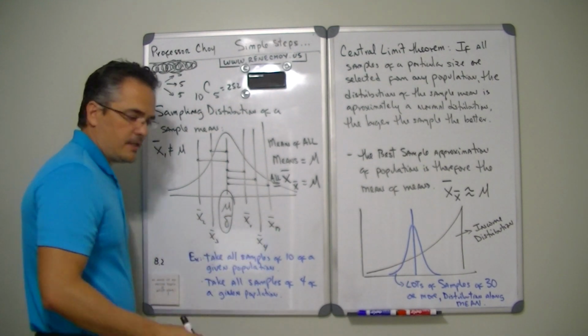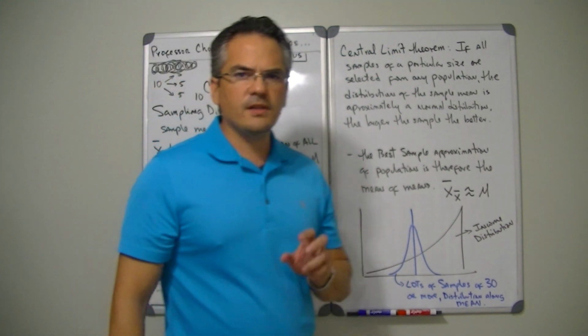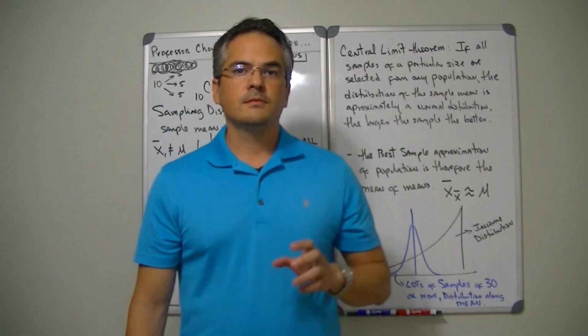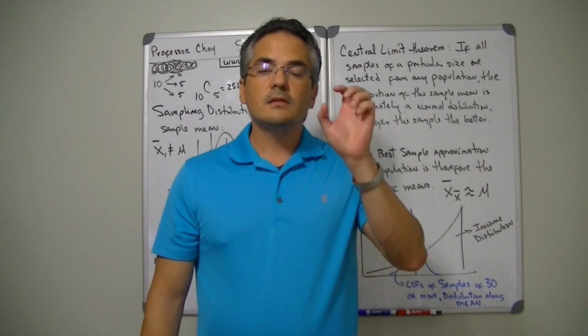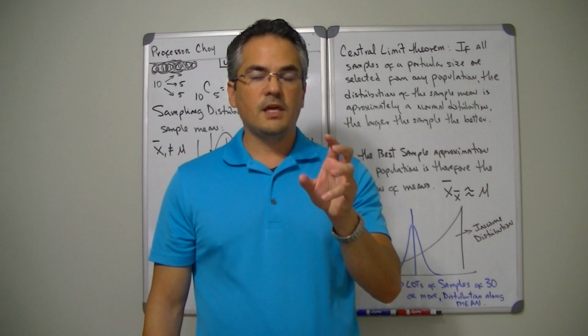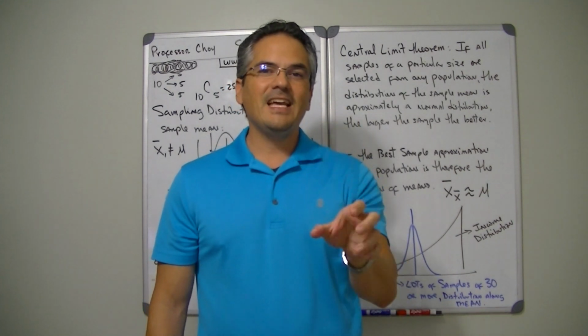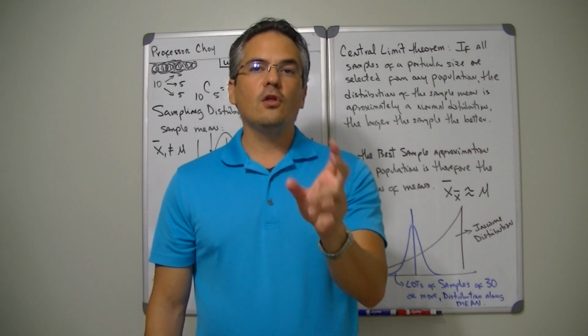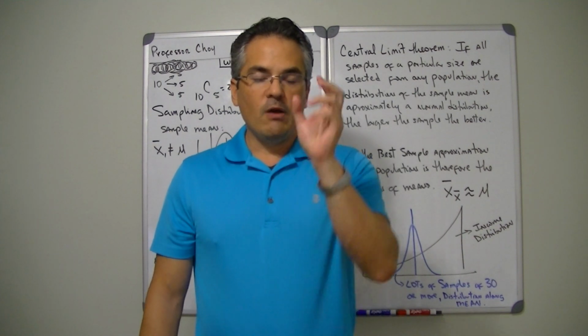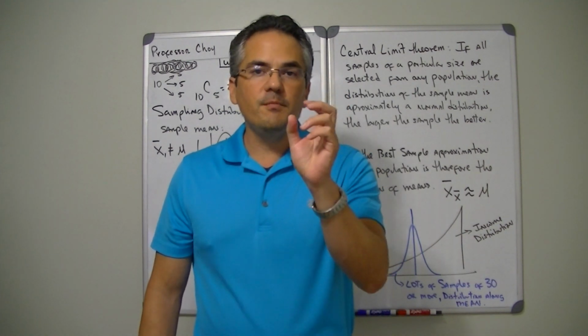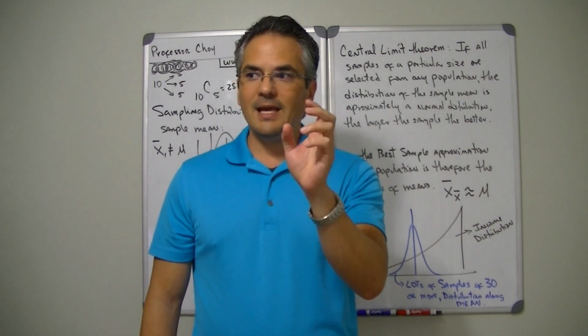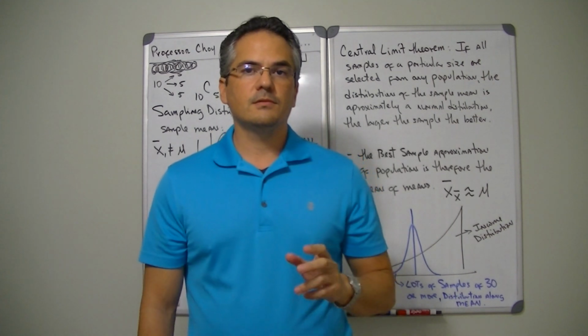So let me repeat that. The best way to estimate a population is to collect all the samples that you can and then take the mean of all of those samples. And when you calculate the mean of means, you get the best estimate for that population.